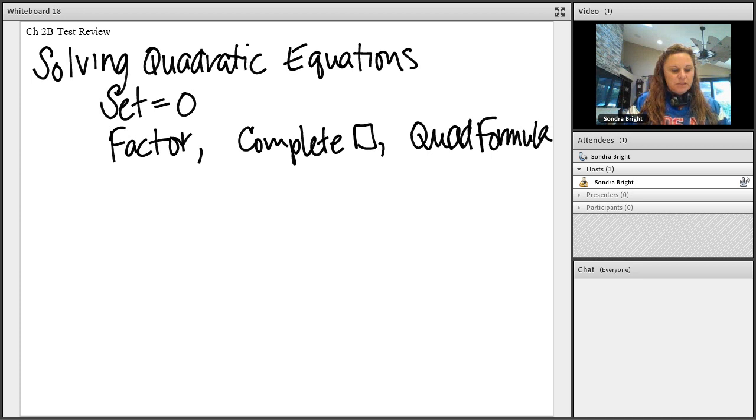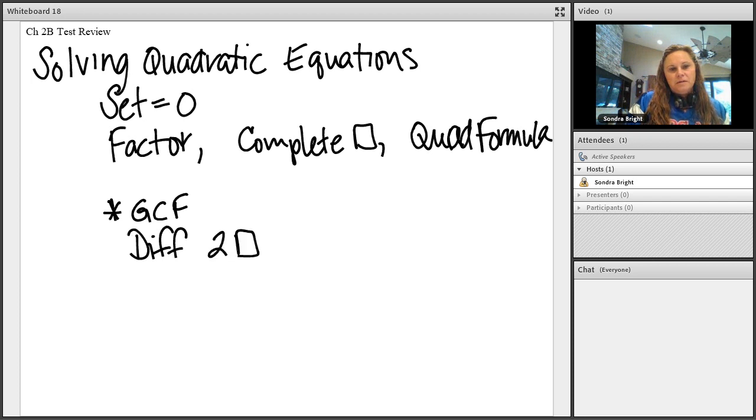And so you're going to see all kinds of types. You definitely want to make sure that you factor out a GCF first. So if there's a common factor, you want to factor that out first. You might see the difference of two squares, where it's a squared minus b squared, and that factors as a plus b times a minus b.